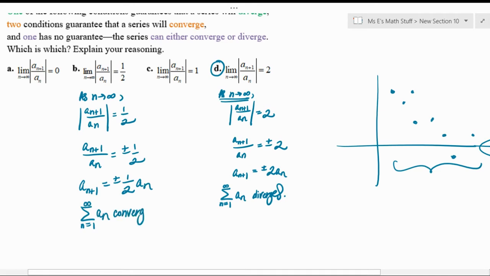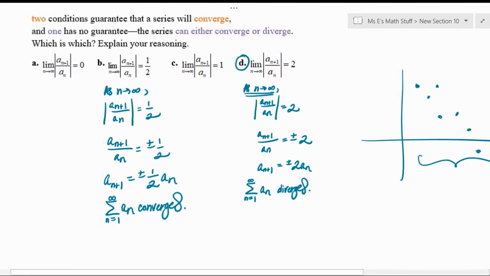How come? Because at the tail end, as n goes to infinity, it starts acting like a geometric series with a common ratio of plus or minus 1/2. There you go. Let's do part A. That one's the next easiest.